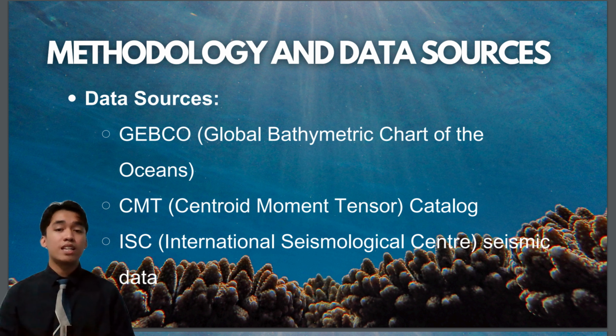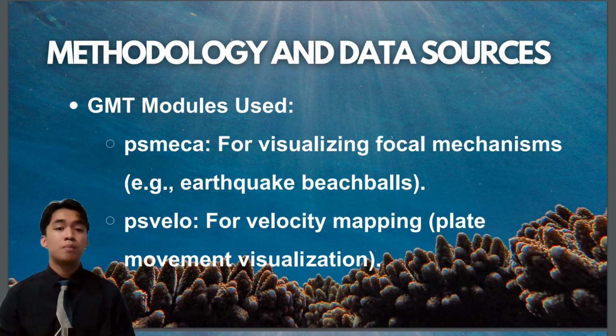The study utilized several key data sources, including GEBCO, CMT catalog, and ISC seismic data. These datasets provide the foundational seismic information required for the study, and using GMT scripting modules, the data were processed and visualized. For example, the PS Mecha module was used to visualize the focal mechanism of earthquakes, while PS Velo helped map the velocity ellipses in the region.